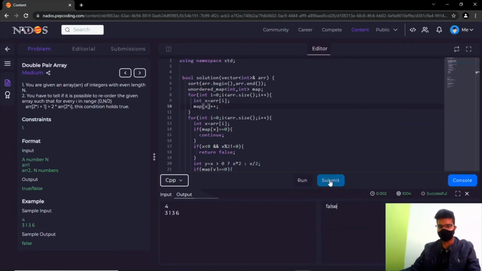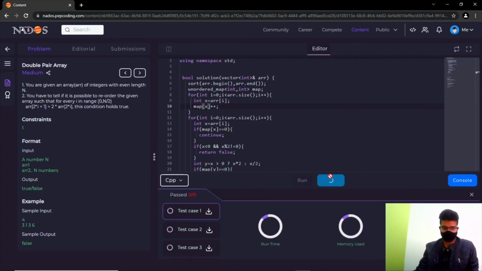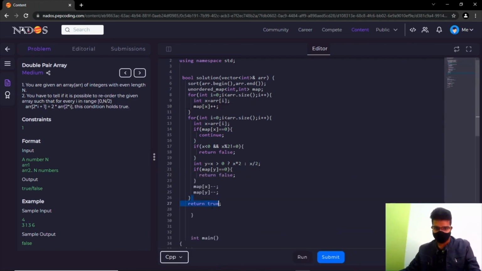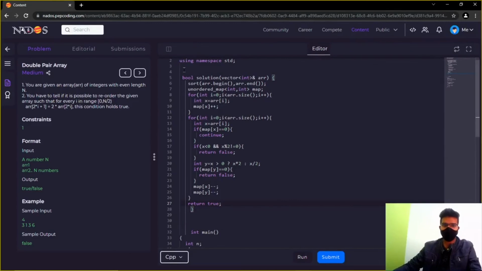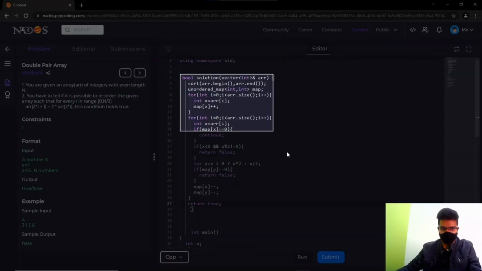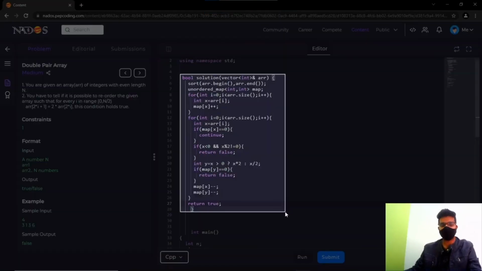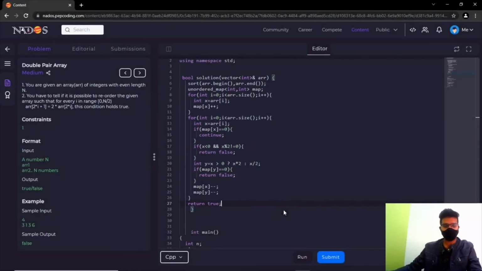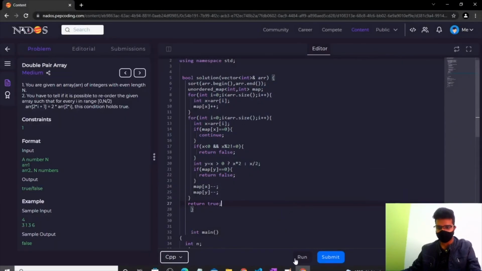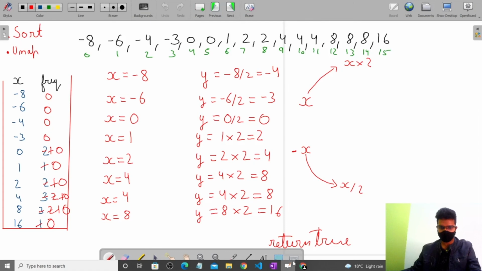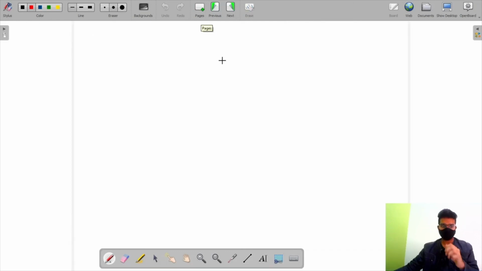Okay, it seems accepted. Now let's submit it. As you can see, it passed all the test cases. Amazing. Okay, now let's dry run this code. We have already discussed it a lot, but I still want to dry run it so that if there is anything you still don't understand, you will definitely understand it. Let's dry run it for some example.